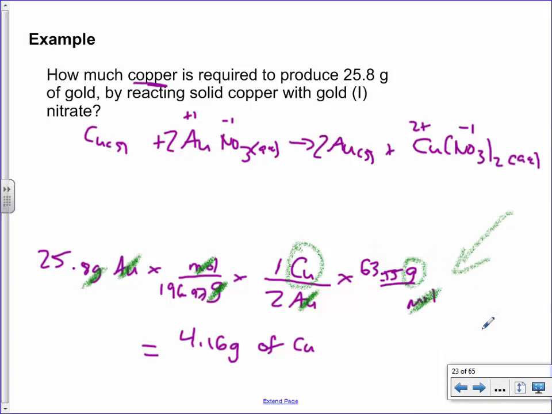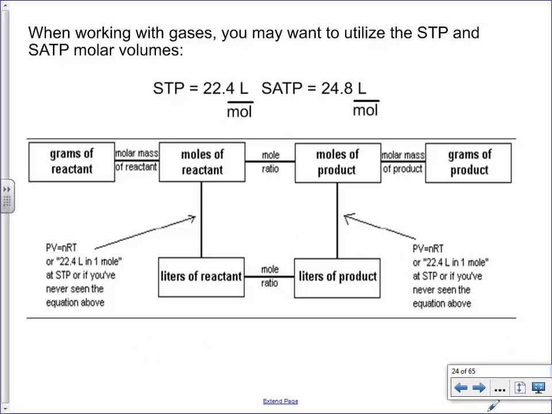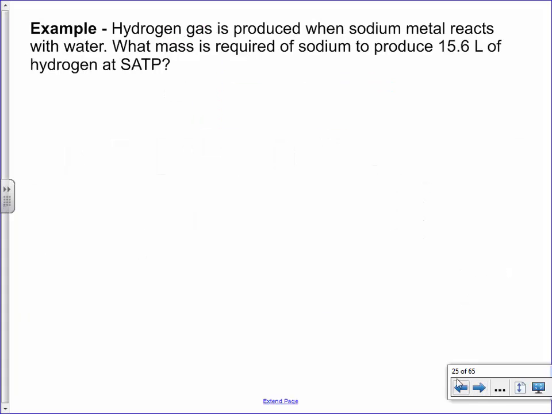This makes sense then? Okay, let's try a twist then. The twist we're going to have now is that we could work with gases and use a number like 22.4 or 22.8. That could be part of solving this. So let's do an example. We've got hydrogen gas produced when sodium metal reacts with water. We want to find a mass of sodium. Here's the twist. I'm giving you a liters number to start with.